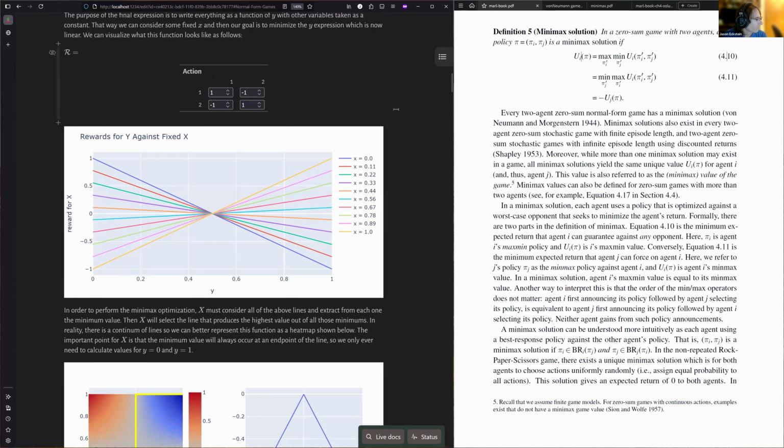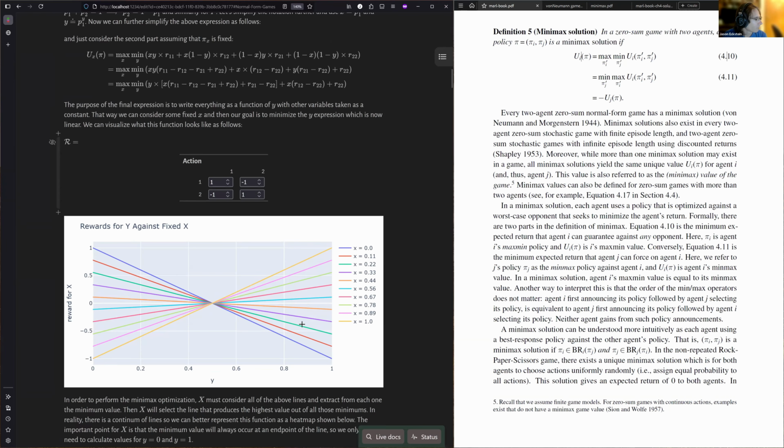Now, you wouldn't actually do this. In general, there's an infinite number of these x lines, but conceptually, the important part is that for each one, even though it looks like we have to minimize over y, we actually only have to check two values, 0 or 1. That comes out of what this expression looks like: it's just a linear expression in y. So does this make sense so far?